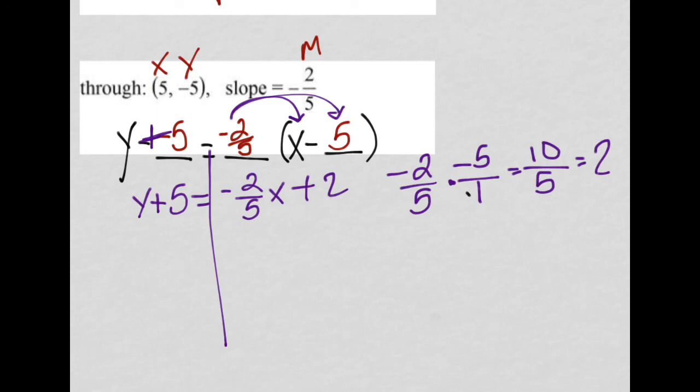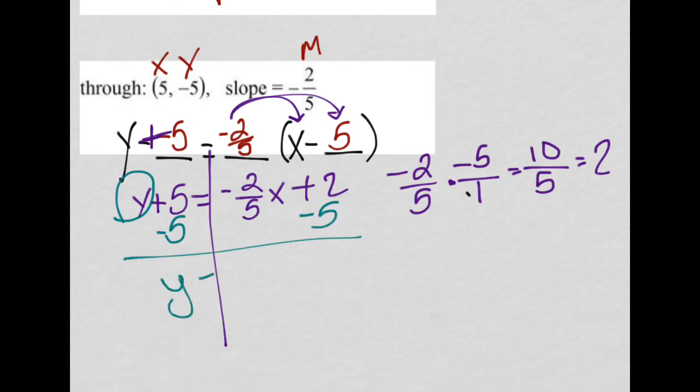To finish, I circle what I'm solving for, subtract 5 on both sides. y equals negative 2 over 5x minus 3.